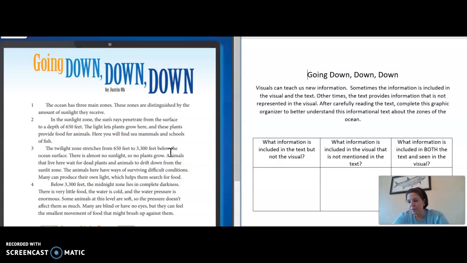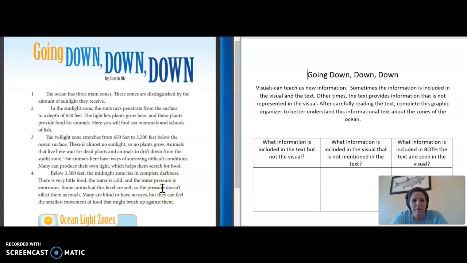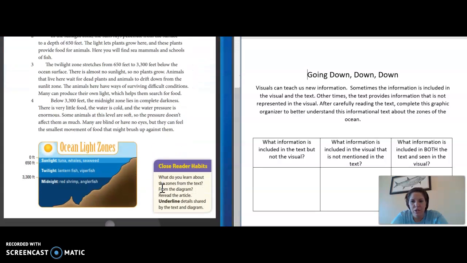Again, all about the ocean floor. There's a common theme, I guess. We read about the ocean floor features the day before, and now we're talking about these three main zones that are in the ocean. And we know that readers must pay really close attention to these visuals that are provided in an informational text.